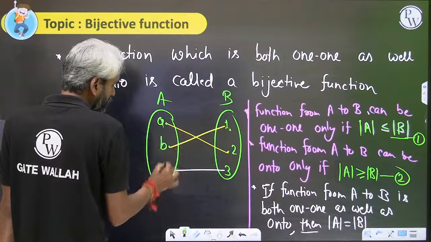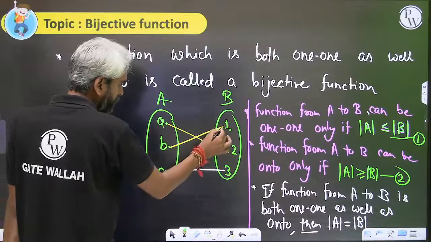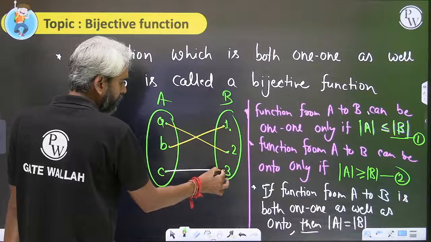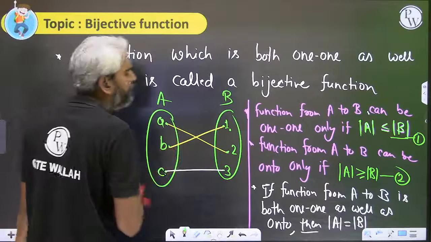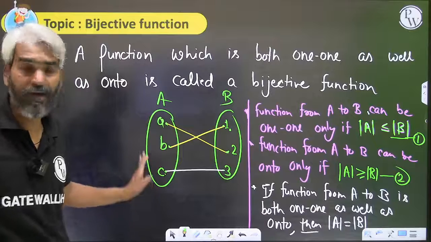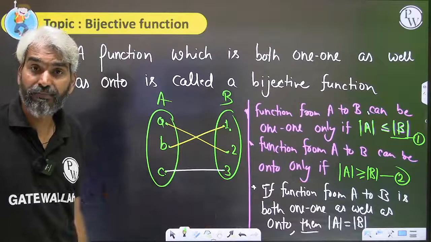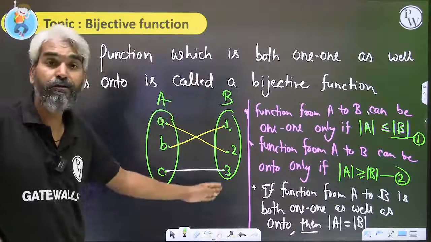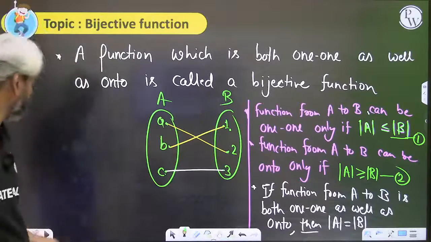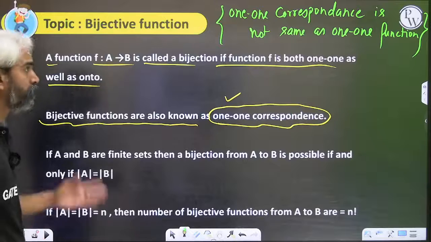Every element of set A will have exactly one image in set B, and every element of set B will have exactly one pre-image in set A. Therefore, it is one-one correspondence, but not one-one function.